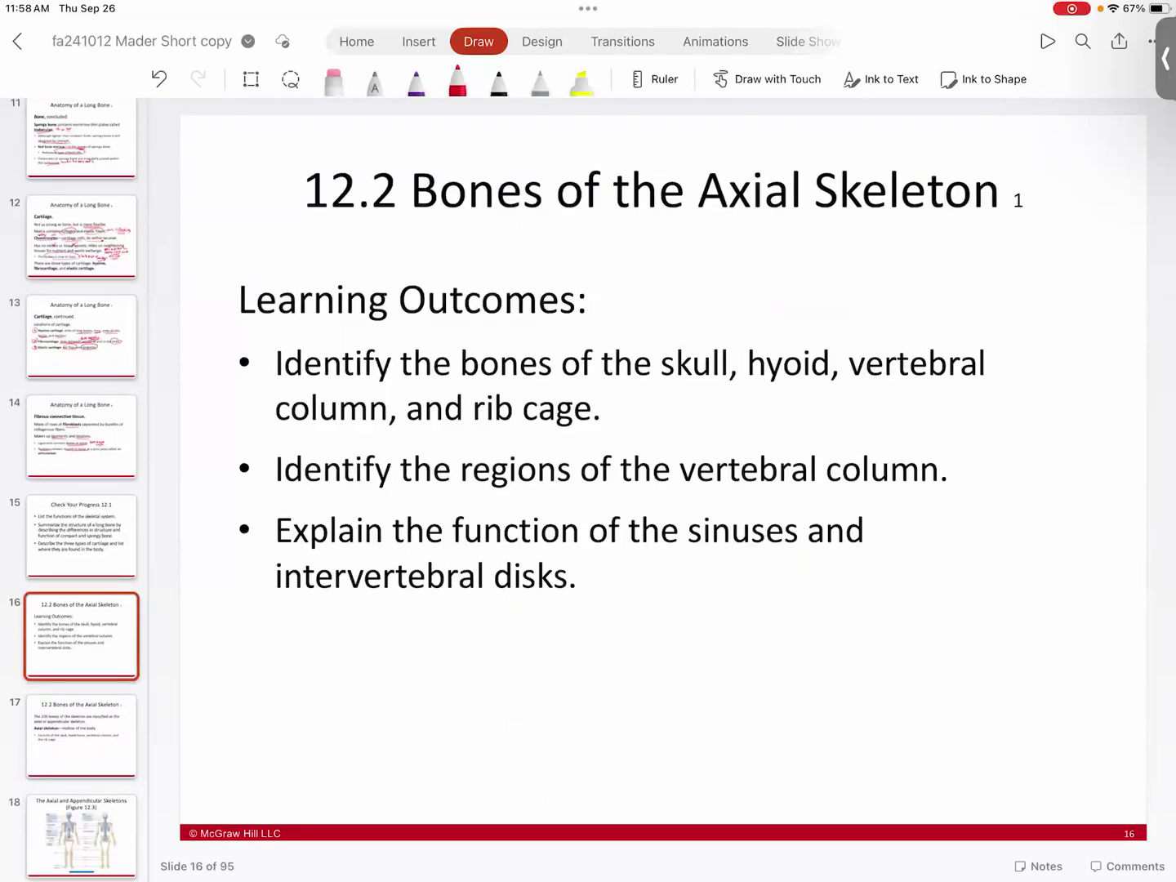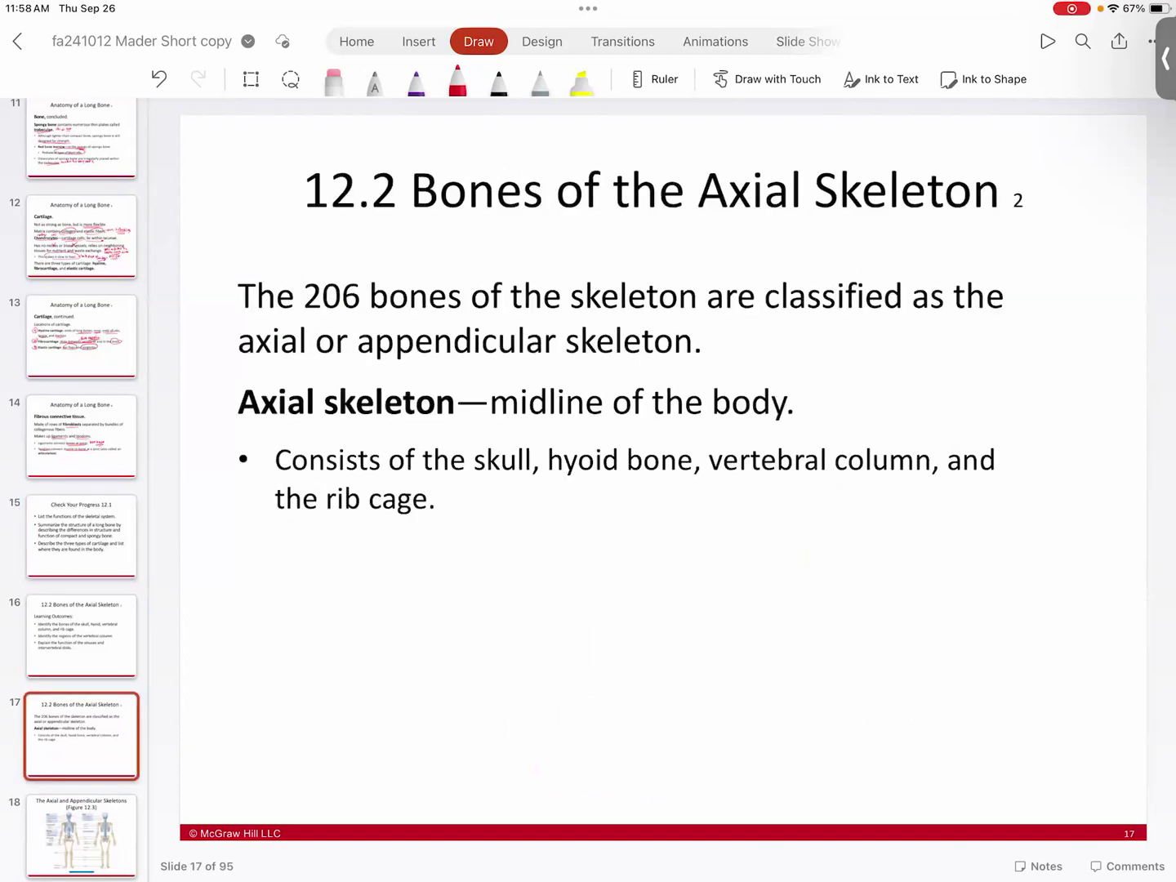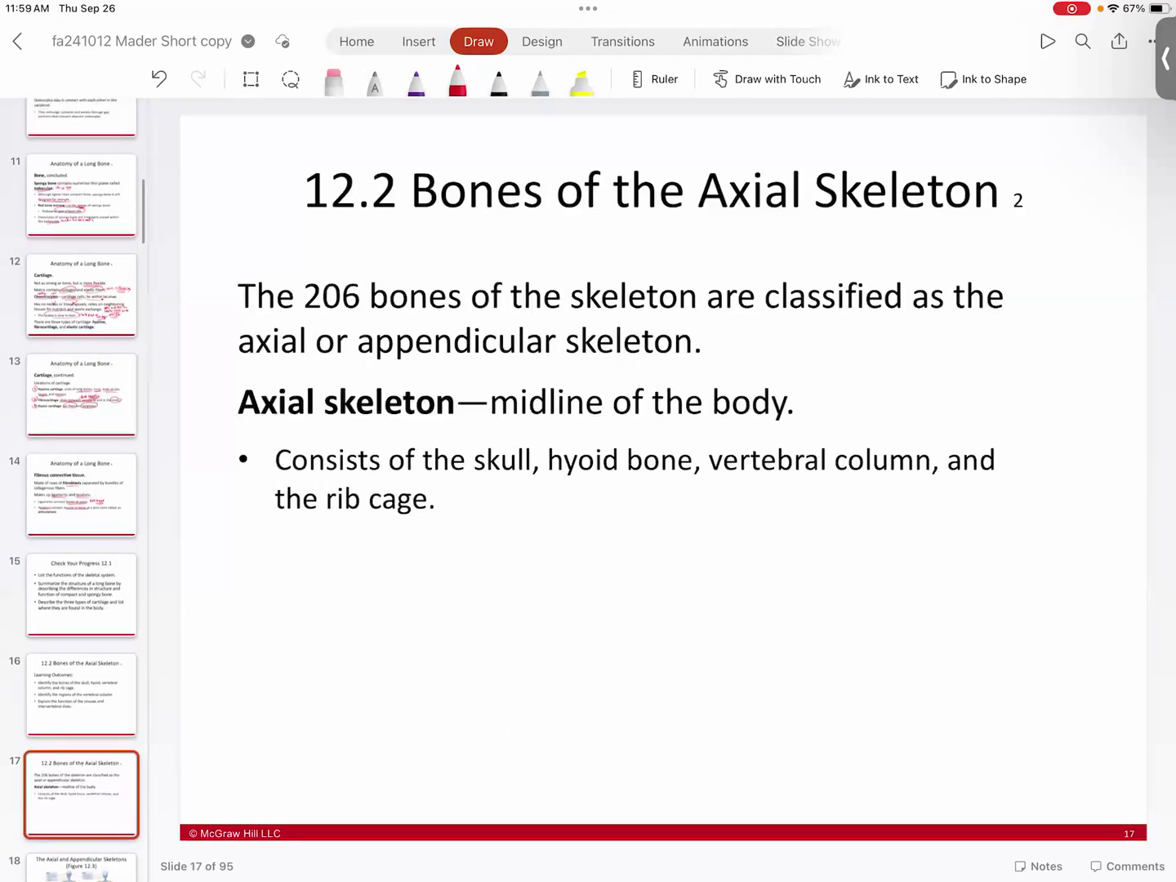Okay, so let's go ahead and take a look at the bones of our axial skeleton. So we have 206 bones of the skeleton so far. We can classify them in 2 major groupings, the axial skeleton and the appendicular skeleton. That is to say, the axial skeleton is associated with the midline. It consists of your skull and all the bones in it, your hyoid, which is a free-floating bone just underneath your chin, your vertebral column, and of course your rib cage.